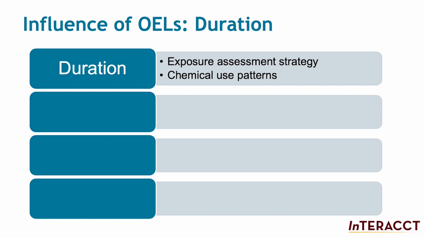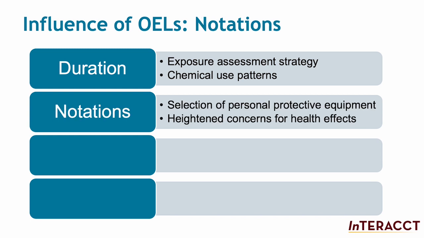On the other hand, an industrial hygienist might collect shift duration integrative samples if the OEL is an 8-hour time-weighted average. Notations with the OEL can inform the selection of personal protective equipment, such as the need to use gloves or other barrier protective devices when the OEL includes a skin notation. Notations may also heighten awareness for the industrial hygienist about serious health effects such as sensitization or carcinogenicity.